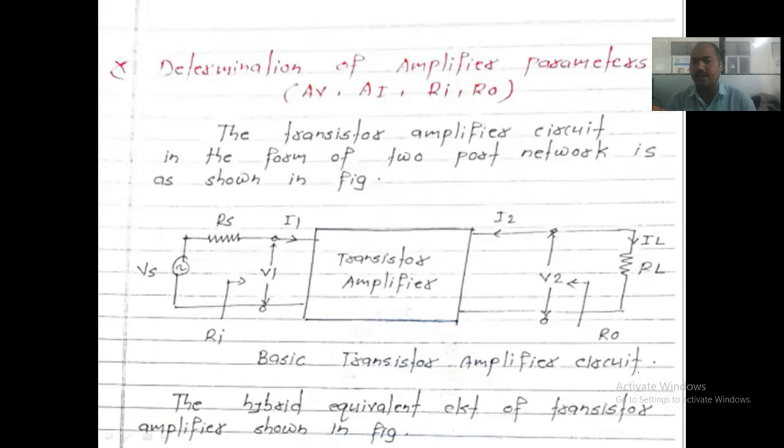such as AV, AI, RI, RO. What do they indicate? AV indicates voltage gain, AI indicates current gain, RI indicates input impedance, and RO indicates output impedance, right? These four terms we have seen in this session.